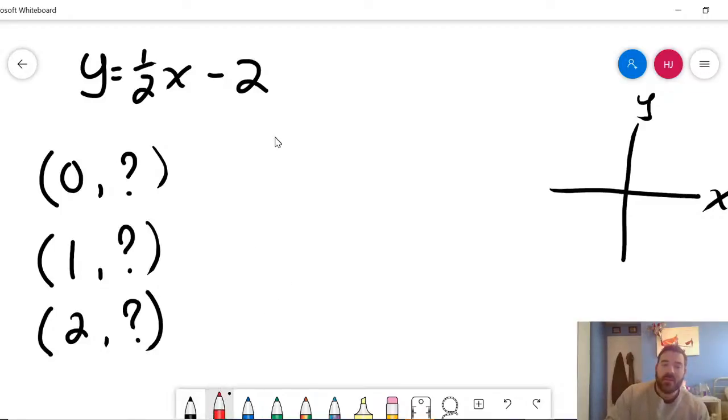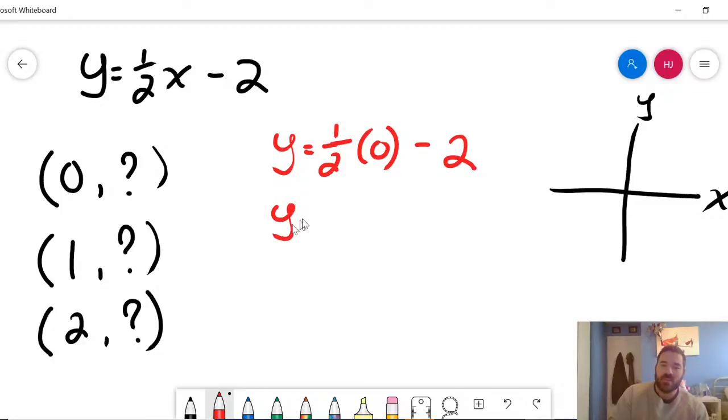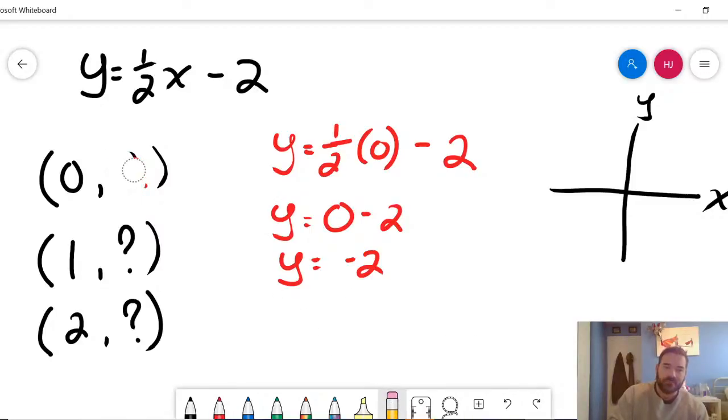In order to do that, I can use my equation, and instead of writing x, I'm going to sub in the value I want to know about. So I want to know what y is when x is 0. I'm going to sub 0 in for x, and then I'm going to solve it. So y is equal to 1/2 times 0, which is 0, minus 2. So y is equal to -2. What is y when x is 0? It's -2. So that's definitely a point on the line. The point on the line is (0, -2).